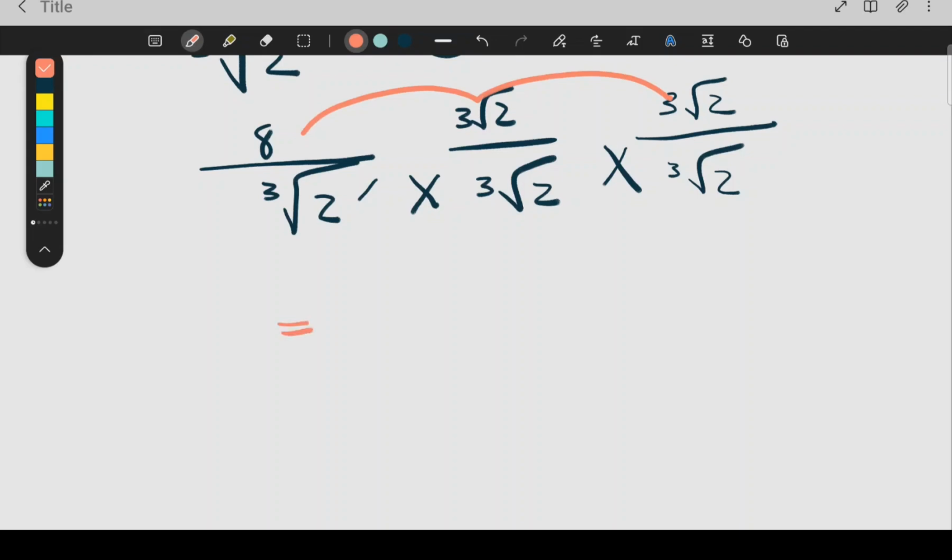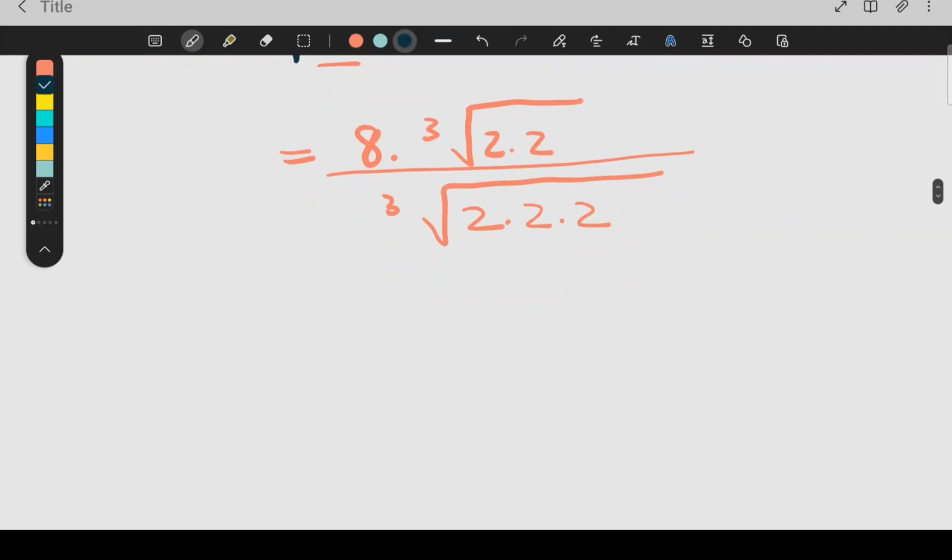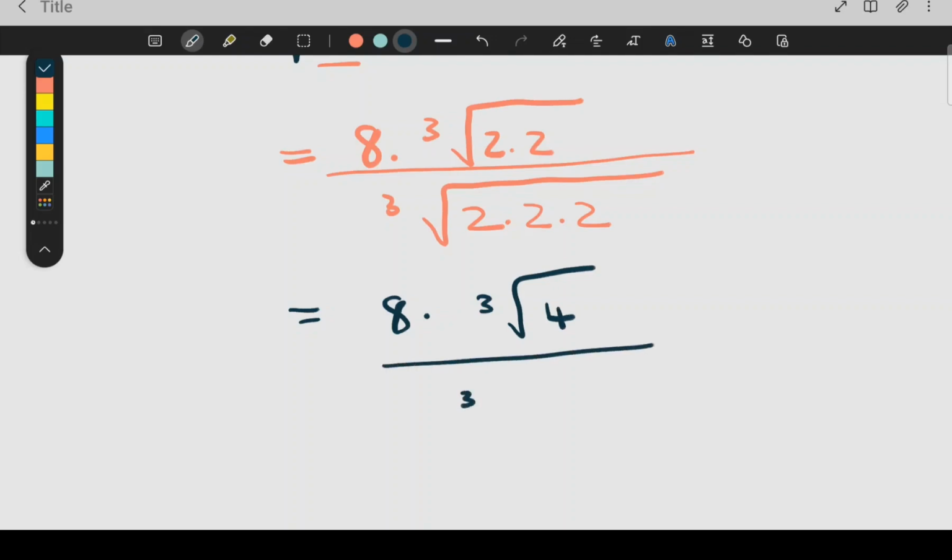That is going to give me 8 times the cube root of 2 times 2. So I take 1 cube root and then 2 times 2. At the bottom, I'm going to have a cube root, but now I'm going to have 2 times 2 times 2. So it's this one, and that one, but all under a root. Let's simplify that quickly. So this is 8 times the cube root of 4 over the cube root of 8.